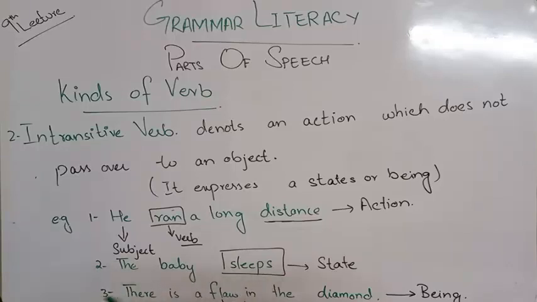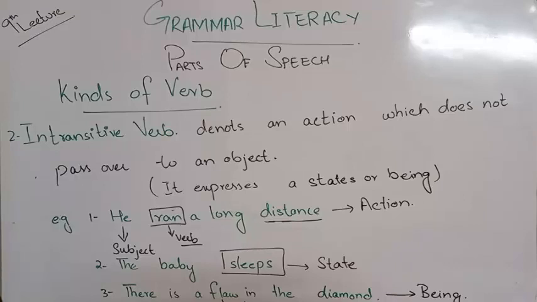The third one is: there is a flaw in the diamond. It's a being, or a condition. There is a flaw in the diamond, there's an error in the diamond, or you can say that the finishing of the diamond is not good, or there is an impurity in the diamond. So it's a being. These are called the intransitive verbs.